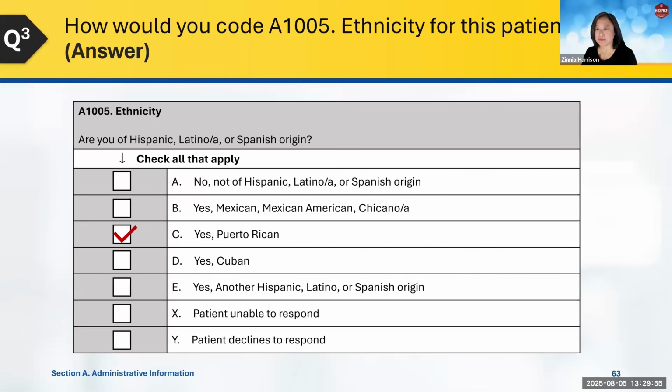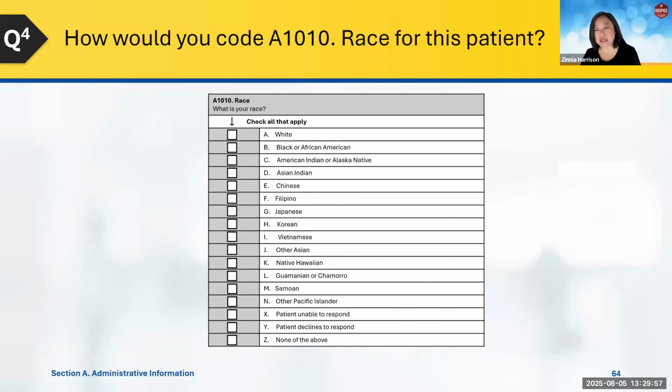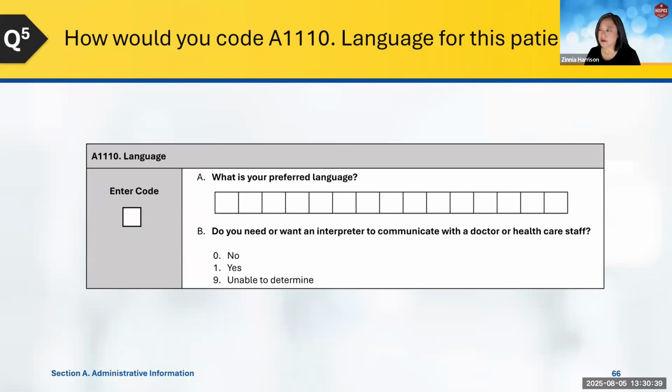Let's try another one. How would you code race for this same patient? So, you are correct if you chose Y, patient declines to respond. Okay, let's go to the next slide for an activity on this scenario.